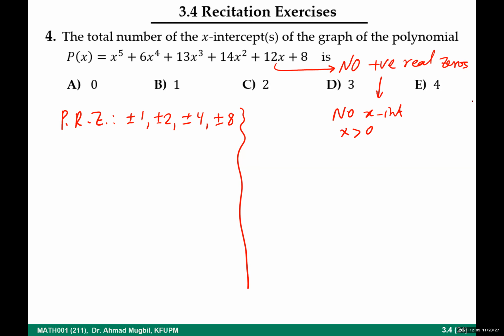Can a zero be repeated 3 times? Why not? What is the degree here? 5. It could be repeated 5 times.